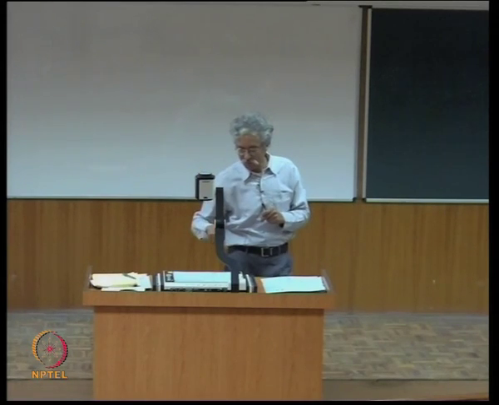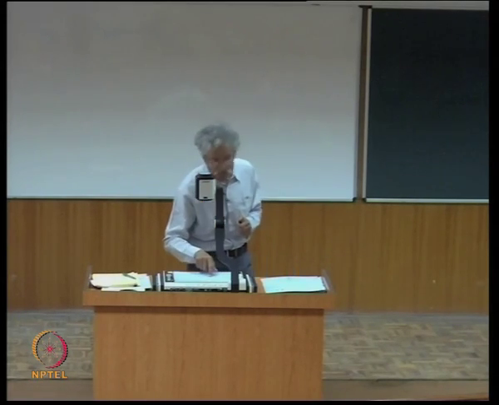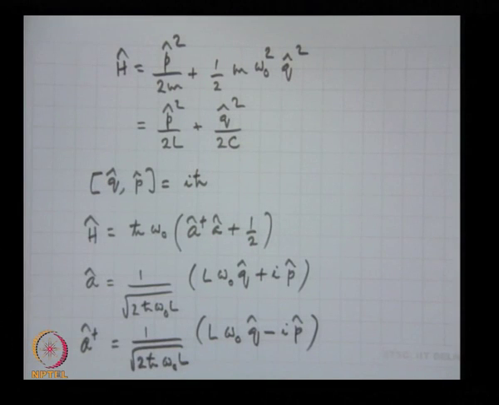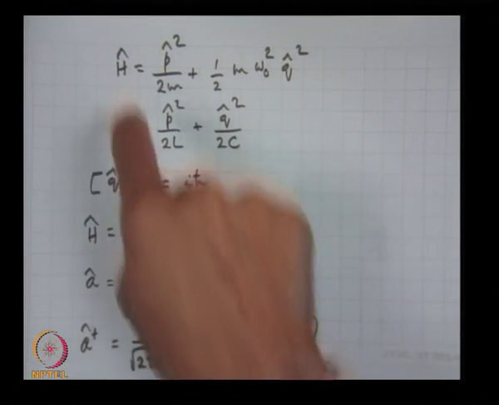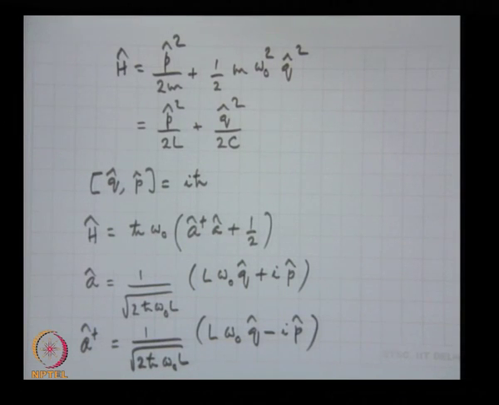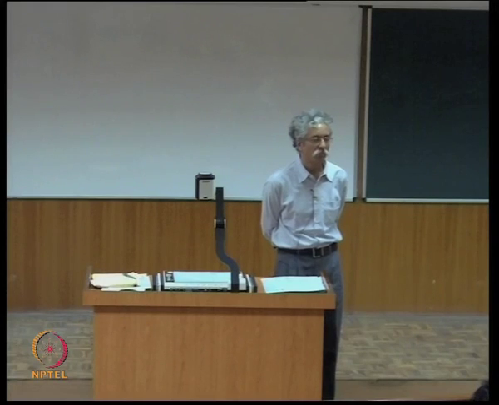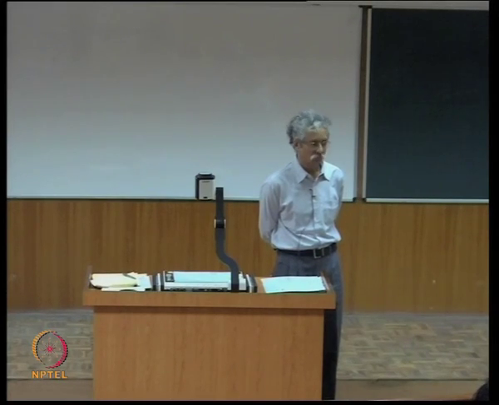Okay, so when I write this condition, I have quantized the problem. I am assuming that Q and P are operators, H is an operator, and I will describe the system by a ket, which contains all the information that I can have regarding the system. So in this case, we wrote just this commutator relation as iħ. Whenever there are two conjugate variables, we can write their commutator relation as iħ.